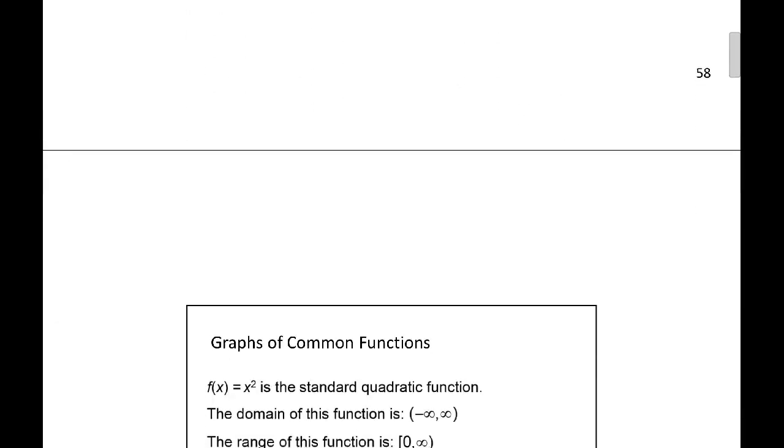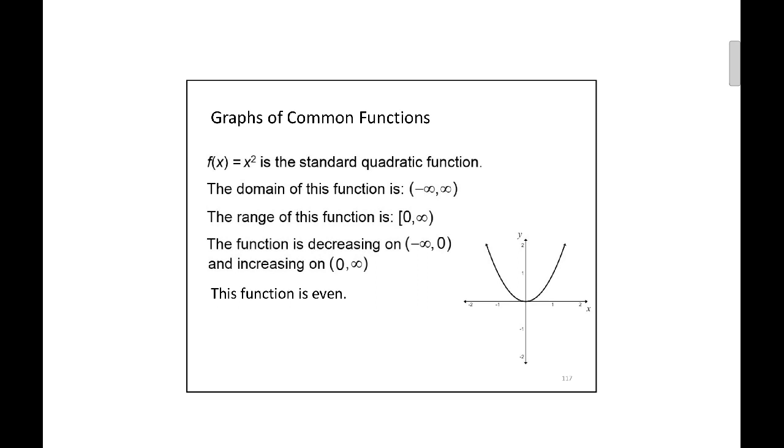The next function we want to look at is f of x equals x to the power of 2, x squared, the standard quadratic function. Here is the graph of that function. It doesn't have a sharp corner there. It bends at 0, 0.